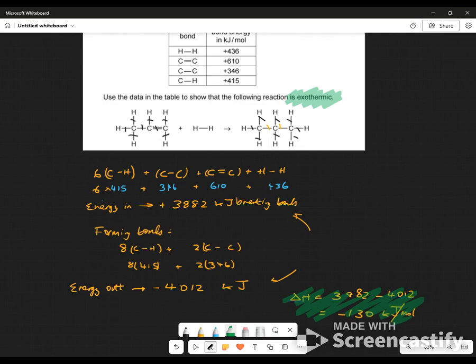Bond making is always exothermic, yes, always. And bond breaking is always endothermic.